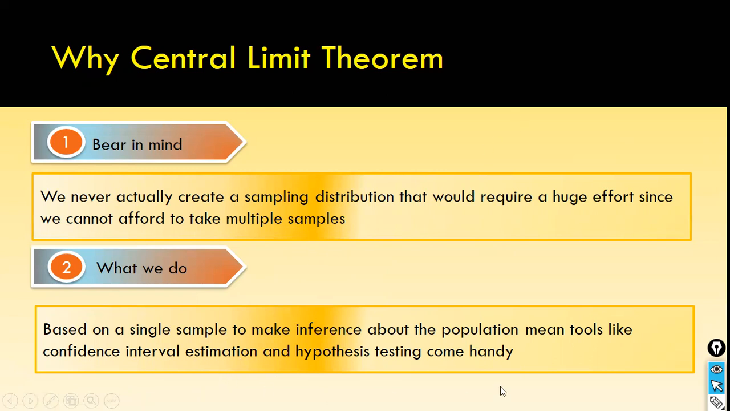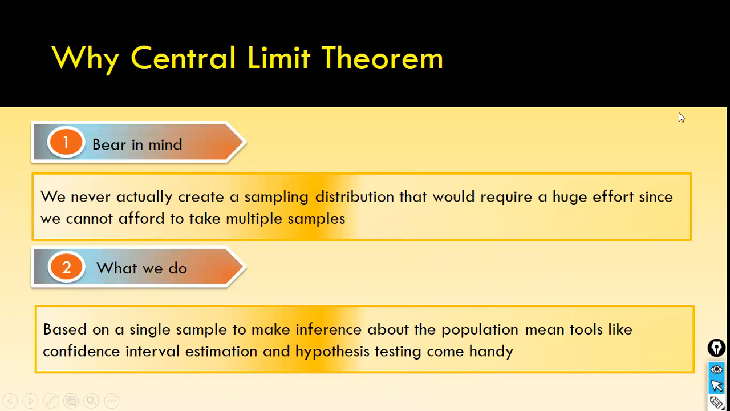For these two, confidence interval estimation and hypothesis testing, the engine driving these two concepts is nothing but the central limit theorem. So with the combination of the central limit theorem, confidence interval estimation, and hypothesis testing, we can use a single sample to make an inference about the population.